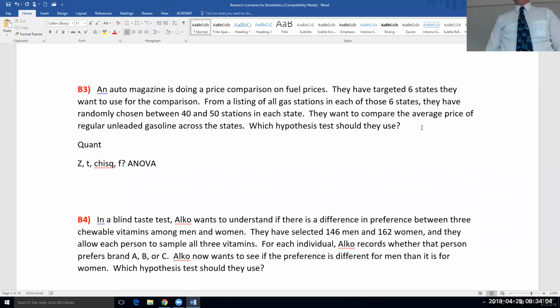Okay. Why is it, let's see, some people pick T. Why is it not a T? More than 2, right? Which is why it's the F. Why is it not a chi-square? Some of you picked chi-square.